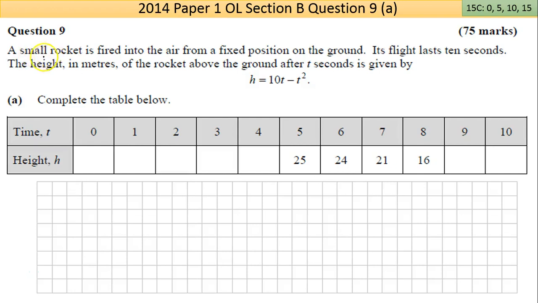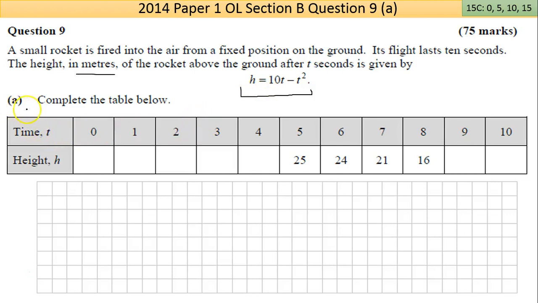So, assuming you're back, if we want to read the question now, a small rocket is fired into the air from a fixed position on the ground. Its flight lasts 10 seconds. The height in meters of the rocket above the ground after t seconds is given by this equation here. So h stands for the height, t stands for time. I can do this straight away. It's a quadratic equation because it's power of 2. Now it's not y and x, but the variables don't really matter.